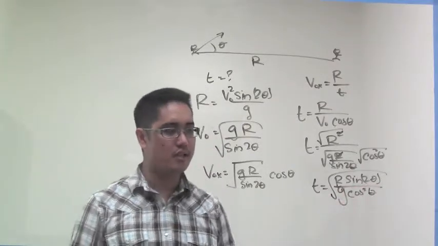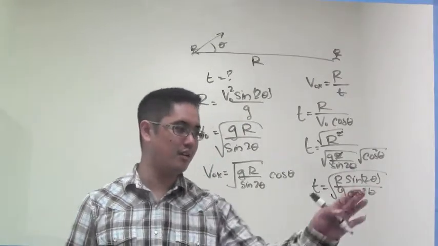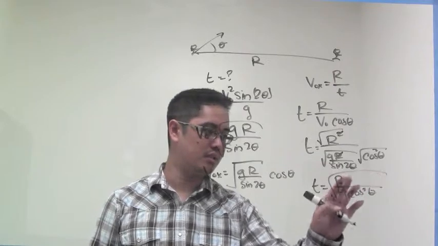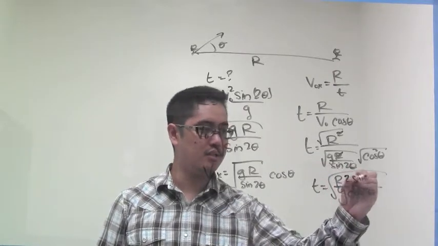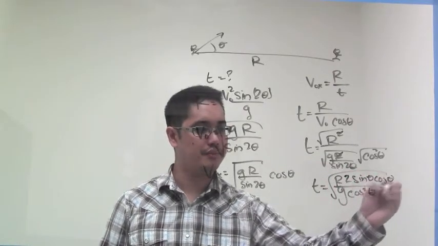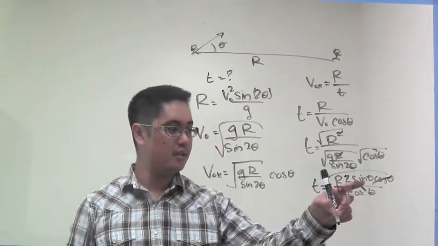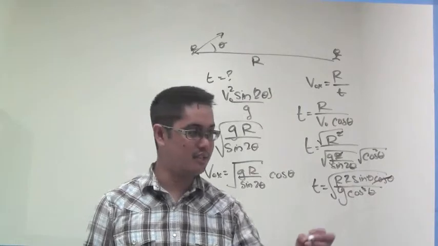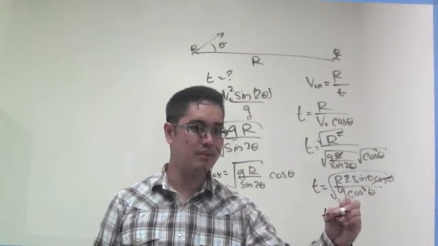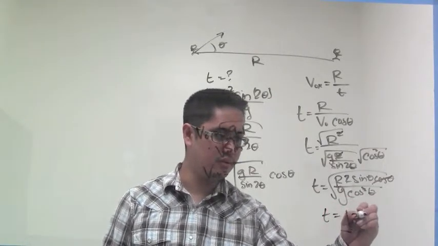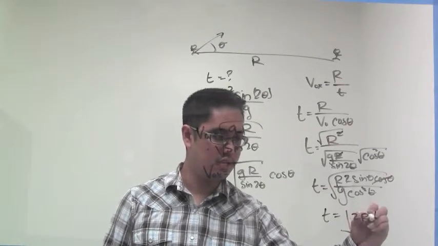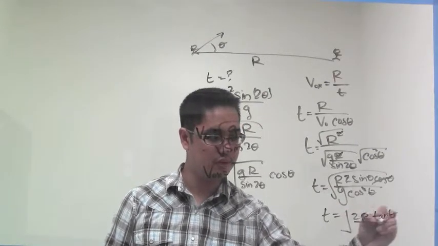To get that, I used a trig identity: sine of 2 theta is 2 sine theta cosine theta. So one of those cancels out with that. And what's interesting is I've got sine theta over cosine theta, that's known as tangent theta. So my time is equal to the square root of 2r tan theta all over g.